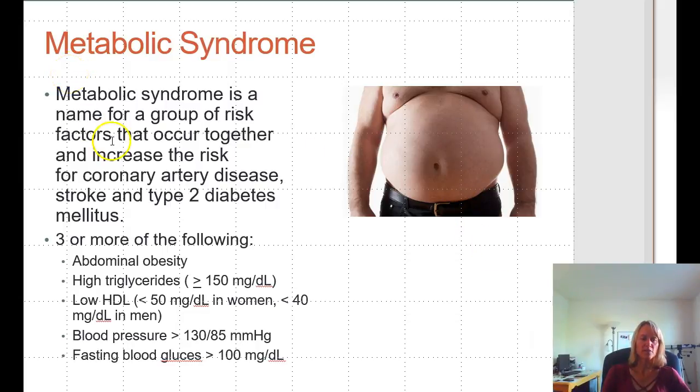So metabolic syndrome. Metabolic syndrome is a name for a group of risk factors that occur together and increase the risk of not only type 2 diabetes, but also coronary artery disease and stroke. It is characterized by having 3 or more of the following: abdominal obesity, high triglycerides, low HDL, high blood pressure, and a high fasting blood glucose level.